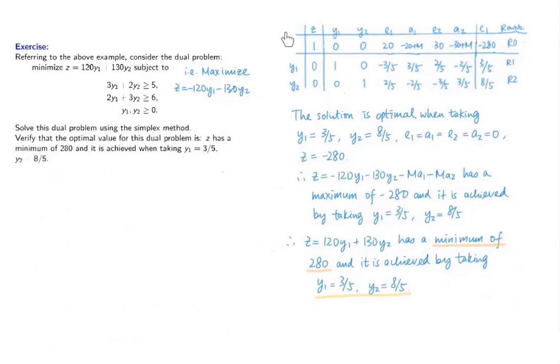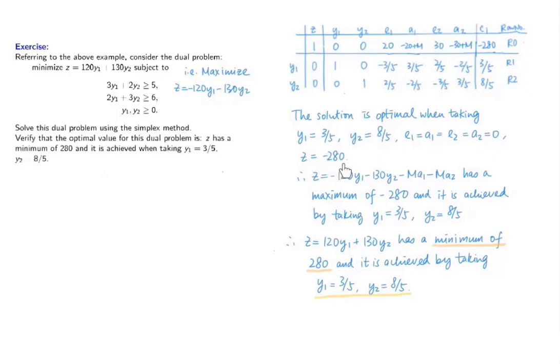We finally reached the final tableau of this dual problem as follows, and there is no longer negative coefficients for those variables in the 0th row. Therefore, the solution is now optimal as long as we take y1 equals to 3/5, y2 equals to 8/5, e1, a1, e2, and a2 to be 0, and z equals to -280.